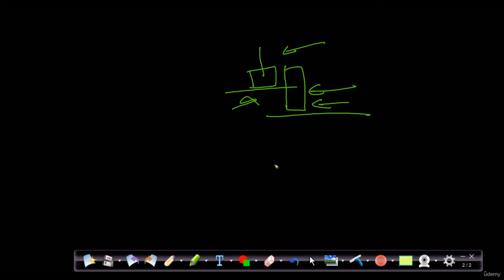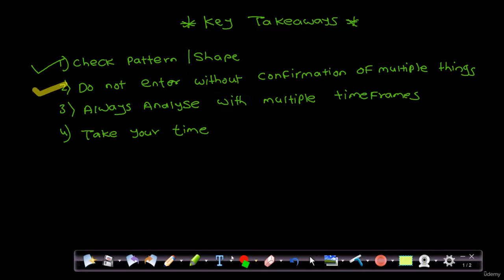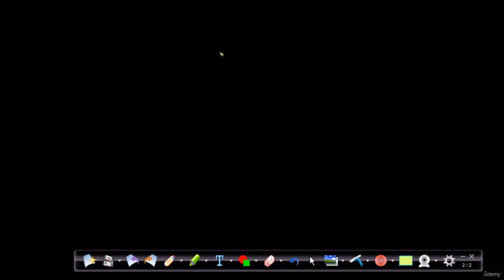You will gain this much knowledge by observation. You just need to observe the market each and every day to understand the sentiment, right? The third point is always analyze with multiple time frames. What does it mean? Do not only believe in the 5 minute, 10 minute or 15 minute. Always try to understand the market from a 1 minute point of view, a 5 minute point of view, and a 10 minute point of view.